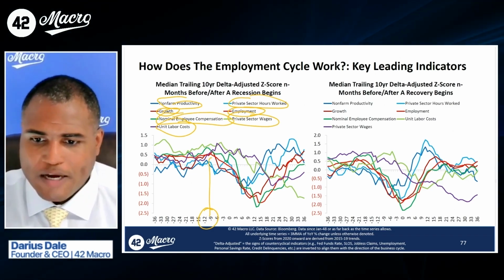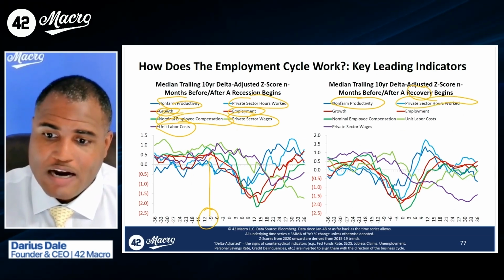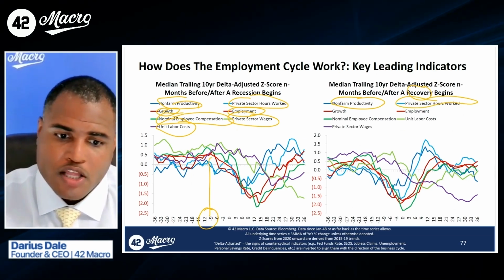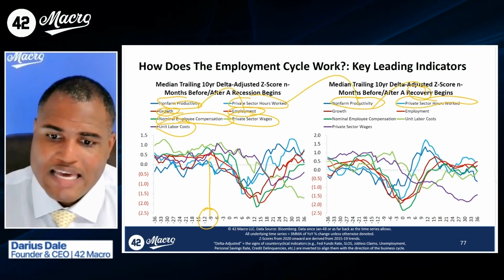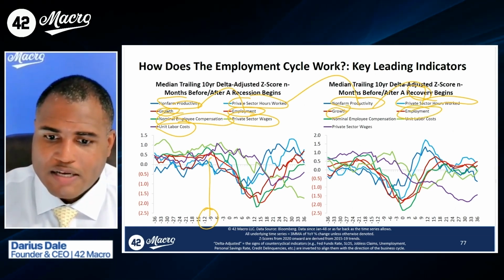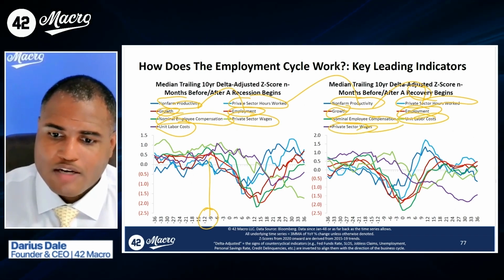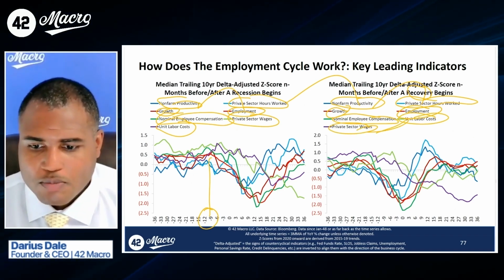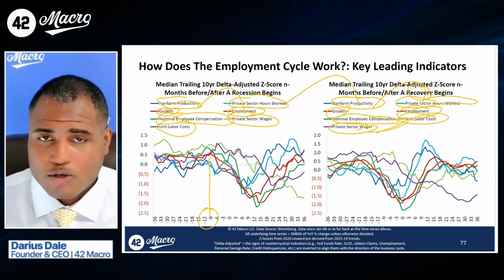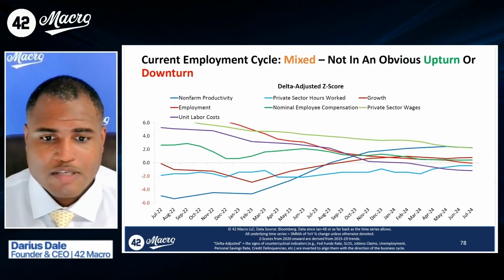And then with respect to a business cycle upturn, non-farm productivity breaks out, then private sector hours worked break out. So we mentioned earlier, they're persistent leading indicators because they lead in both downturns and upturns. Then growth breaks out, then employment breaks out, then nominal employee compensation breaks out, then unit labor costs and private sector wages kind of flip there. But it's a pretty consistent pattern in terms of how the labor market works, both to the downside and to the upside in terms of the labor cycle, the employment cycle rather.